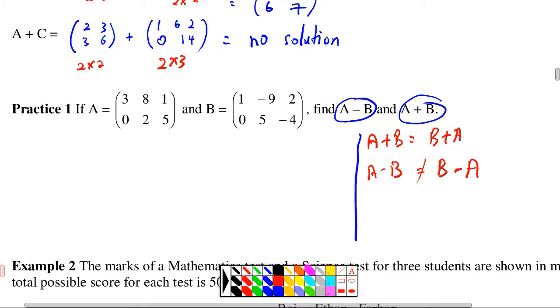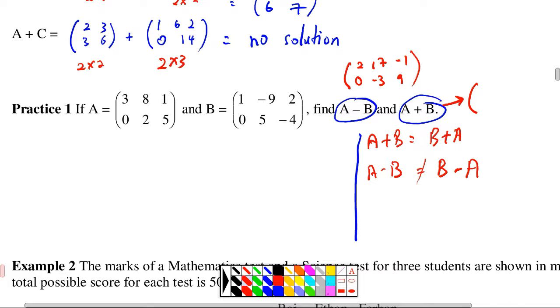I write down the answer. First one: 2, 17, negative 1, 0, negative 3, 9. Second one: 4, negative 1, 3, 0, 7, 1.